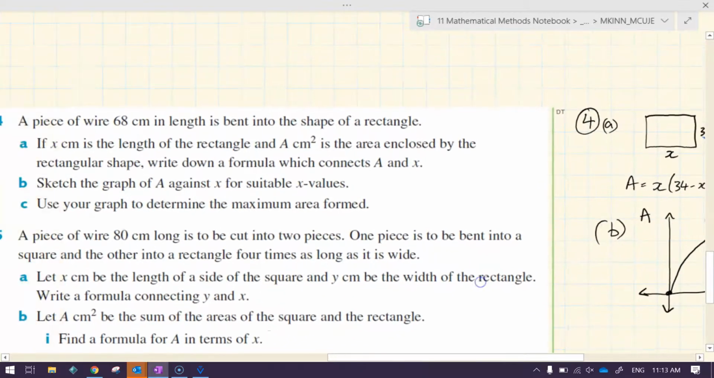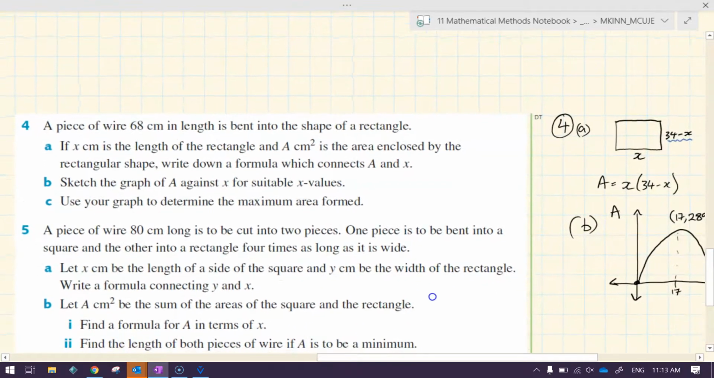I have a formula for A and X there, so I've finished part A. Part B, sketch the graph of A against X for suitable X values. The suitable X values is asking us to think about a domain. We haven't really mentioned a domain too often, but the domain are the set of values that we can put into a function that will make sense.